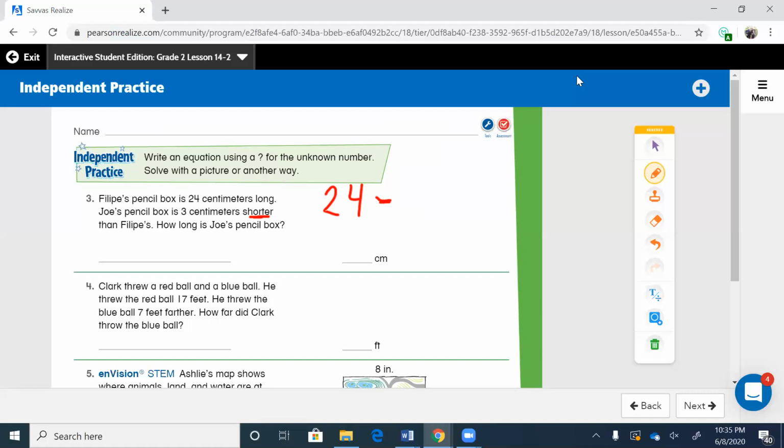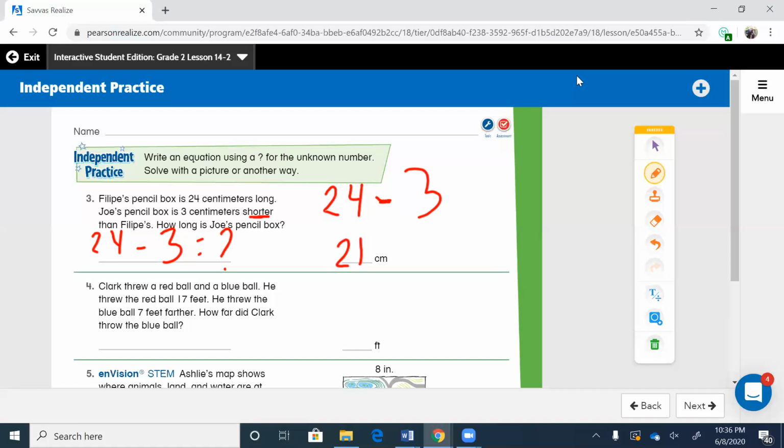So it's going to be 24 minus 3, which I should just write here. 24 minus 3 equals question mark. That's the unknown. Well, 24, let's just count backwards. 23, 22, 21. So Joe's pencil box is 21 centimeters.